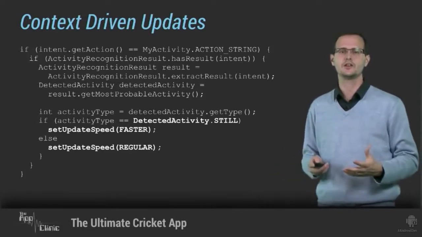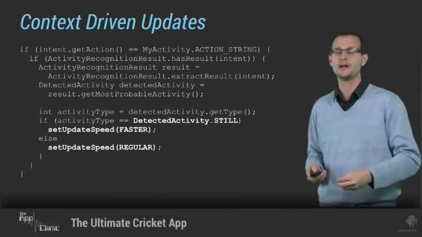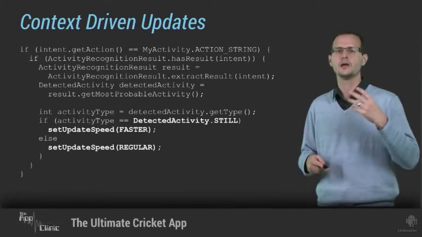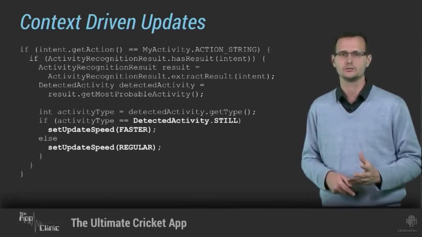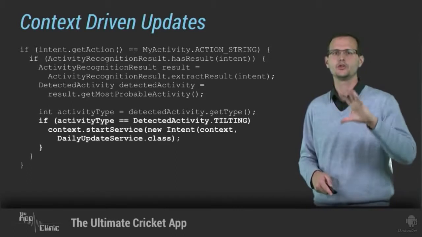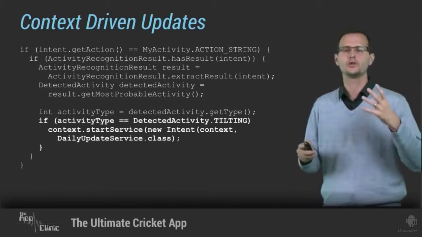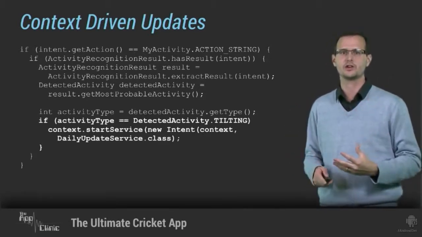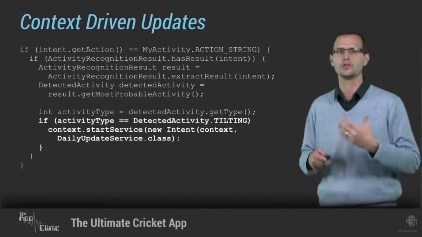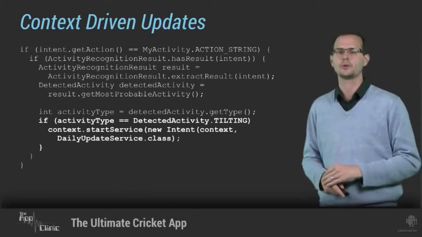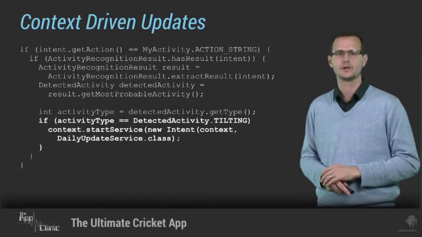So you can use activity detection to increase the prefetch amount or the frequency of prefetches based on the fact that they're standing still. Similarly, you can use the tilting activity to determine when to initiate daily updates like fixture changes every morning when the user picks up their device, rather than specifying an arbitrary time.